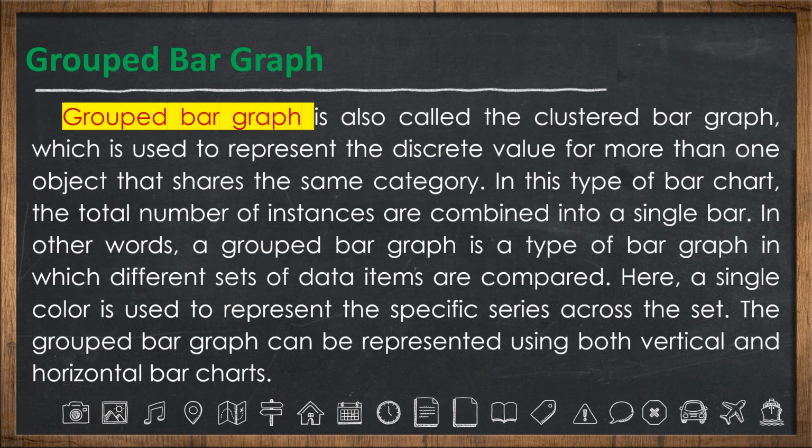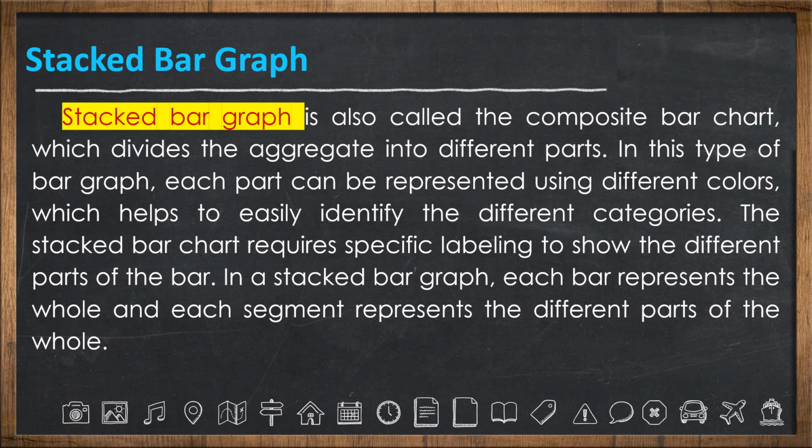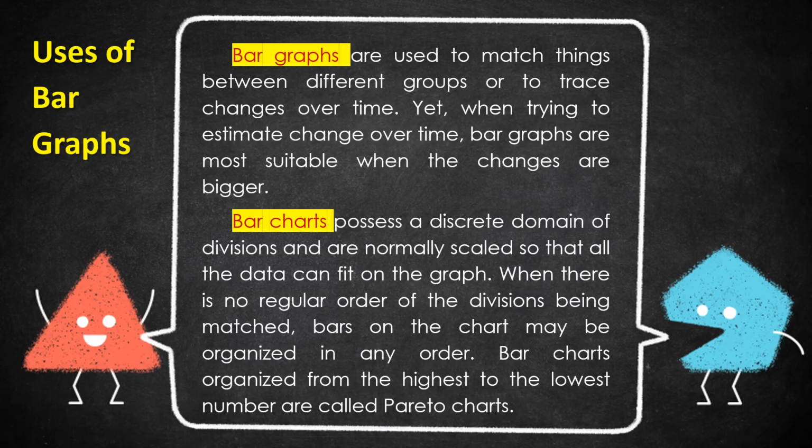The group bar chart, also called the clustered bar graph, is used to represent discrete values for more than one object that shares the same category. The stack bar graph, also called the composite bar graph, divides the aggregate into different parts. Uses of bar graphs: they are used to match things between different groups or to trace changes over time. A bar chart possesses a discrete domain of division and is normally scaled so that all the data can fit on the graph. When there is no regular order of the divisions being matched, bars on the chart may be organized in any order. Bar charts organized from the highest to the lowest number are called Pareto graphs.